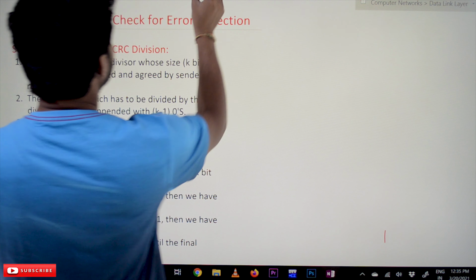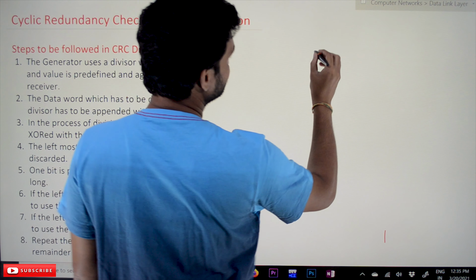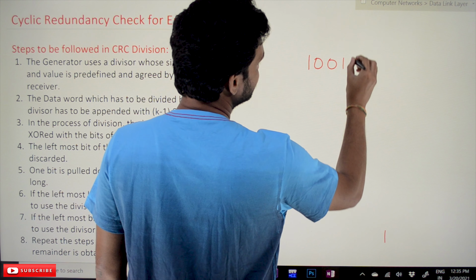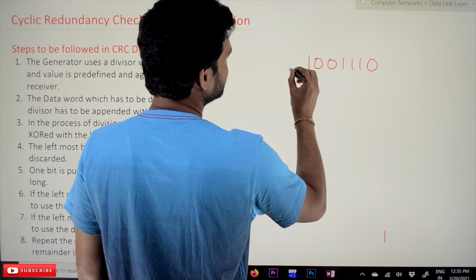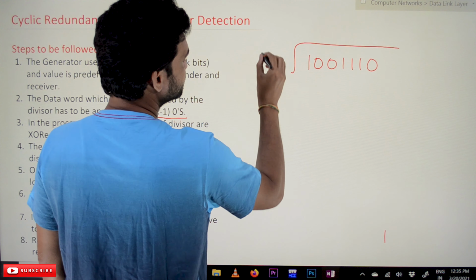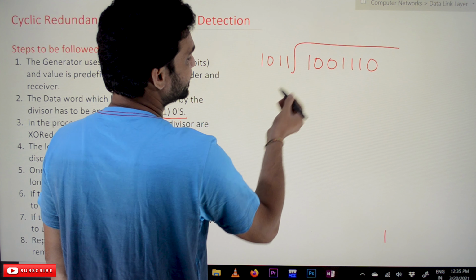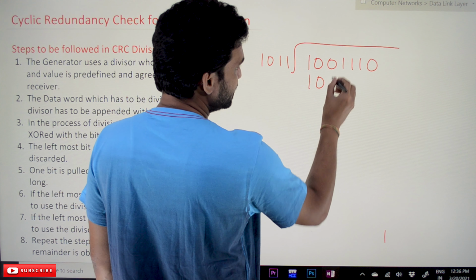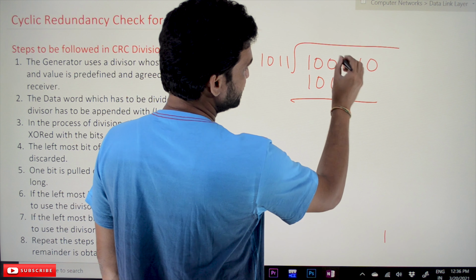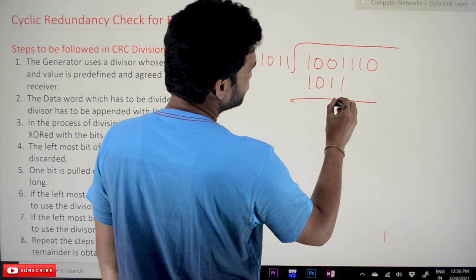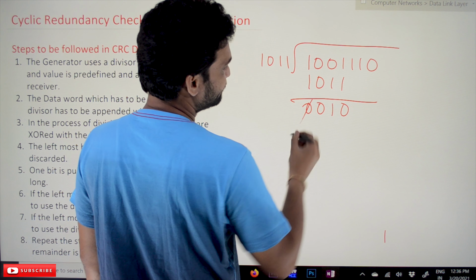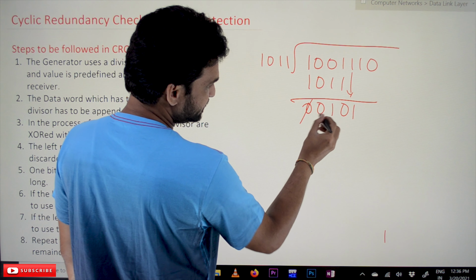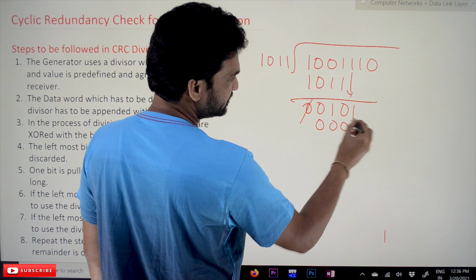So let's perform the same operation on what we have received at the receiver end. This is the value that has been received, and this is the divisor that the sender and the receiver agreed upon. So let's do the process a bit faster. It is 0 1 0 0, the leftmost bit is discarded, this is pulled down, and again if the leftmost bit is 0, we have to use all zeros as the divisor.